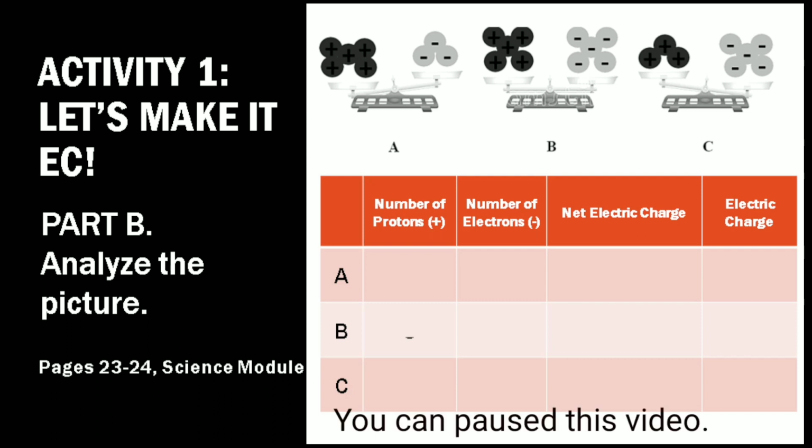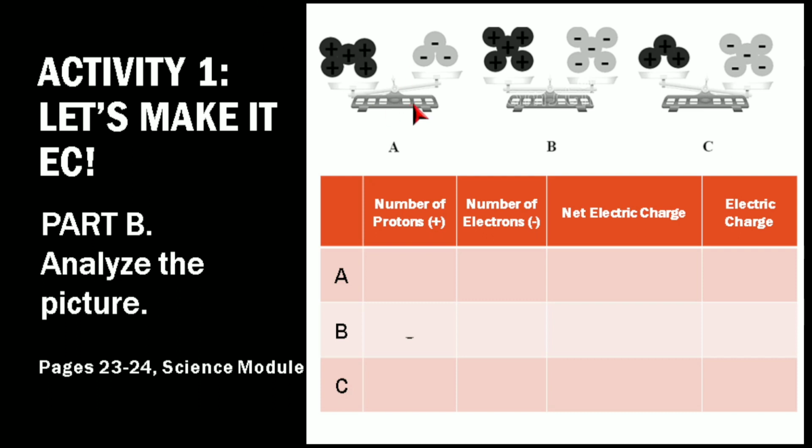Okay, I think you're ready now. So let's start with scale letter A. Please analyze how many protons and electrons this scale letter A has. Kindly write your answer here. How many protons? Write it down in your notebook. Are you done? Okay, next. Count the number of electrons. Write it down.